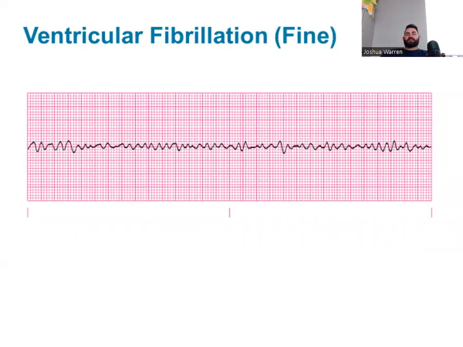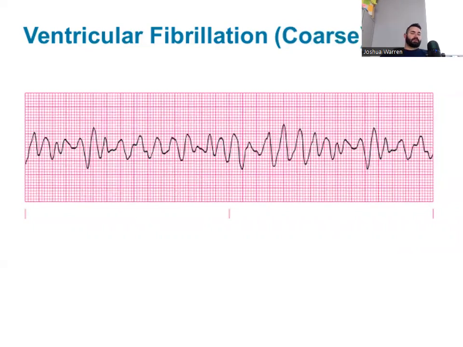Now, of course, coarse VFib has a lot more amplitude, a lot more chaos. It's all over the place. It is greater than 3 blocks. There's a difference in coarse and fine. Which one do you think occurs first? Coarse. Why? Because they have a lot of energy. A lot more energy, right? As the cells get weaker and die off, you can see where the amplitude just shrinks down.